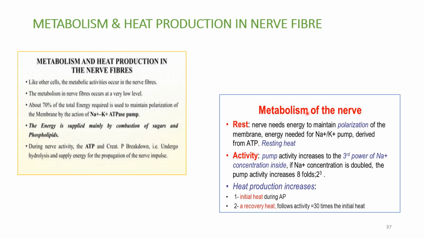Now coming to the next biological activity, that is metabolism and heat production in the nerve fiber. Like other cells, metabolic activities also occur in the nerve fibers, but at a very low level. So at rest what will happen? 70% of the total energy is required to maintain polarization of the membrane by the action of the sodium potassium ATPase pump. So at rest also the nerve needs energy. Why does it need energy? For maintenance of polarization of the membrane, which is done by the sodium potassium pump.